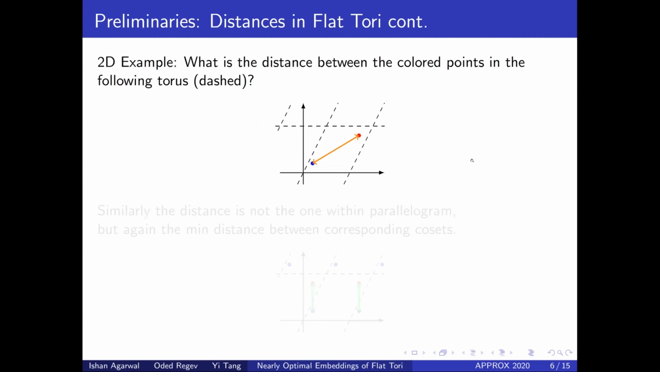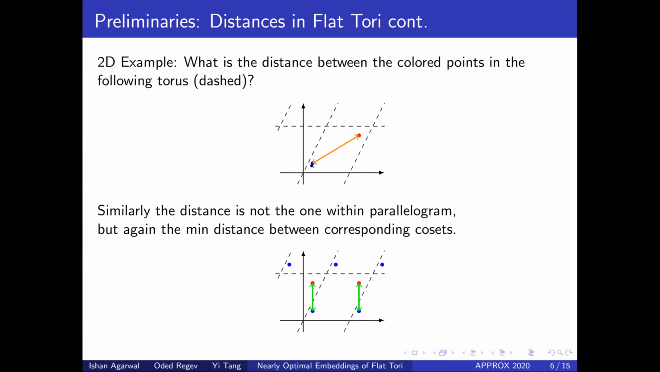And a similar thing happens in 2 dimensions. So we just show an example. We have this lattice as illustrated roughly by the dashed lines. And what's the distance between the blue and the red point? Well, it's not this because it's quotiented. And we have to consider the cosets. So when we consider the cosets, we see that actually there's a shorter distance.